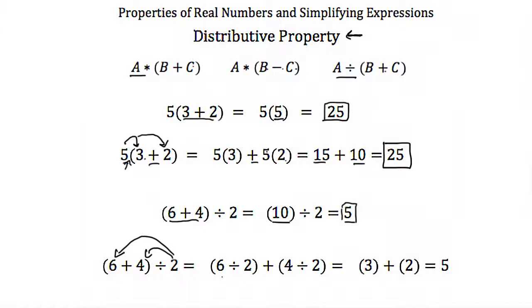So I ended up with 6 divided by 2 and 4 divided by 2, and then I would add those together. Well, 6 divided by 2 is 3, and 4 divided by 2 is 2. So again, I would still equal 5.